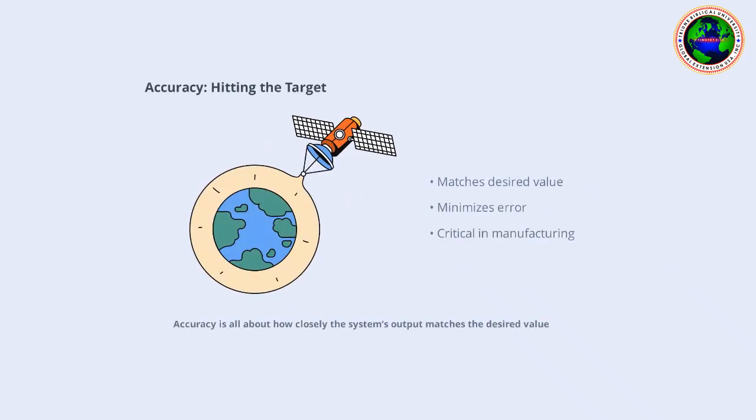Accuracy is all about how closely the system's output matches the desired value. For instance, if you set your thermostat to 22 degrees C, accuracy means the room temperature stays as close to 22 degrees C as possible. High accuracy is essential in applications like manufacturing, where even small errors can lead to defects or wasted resources.